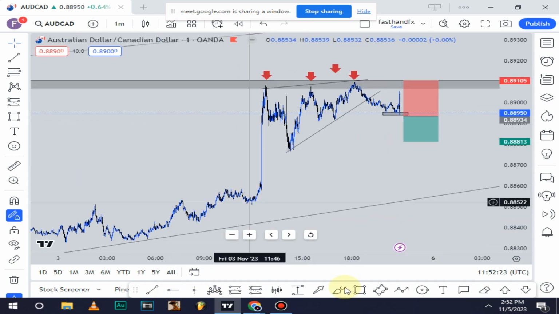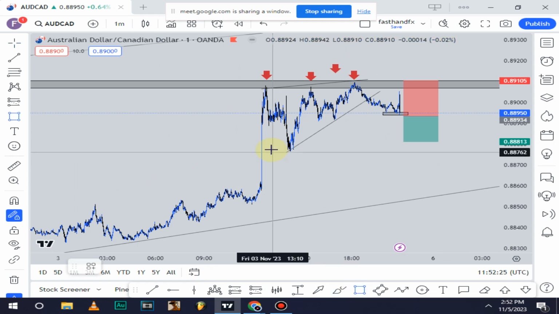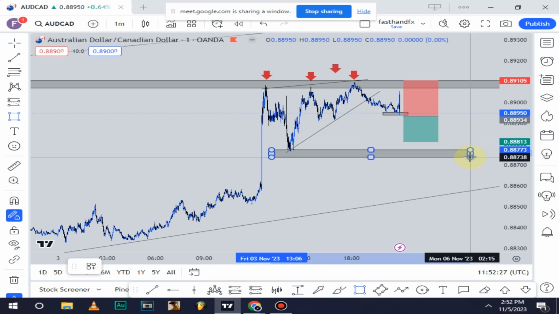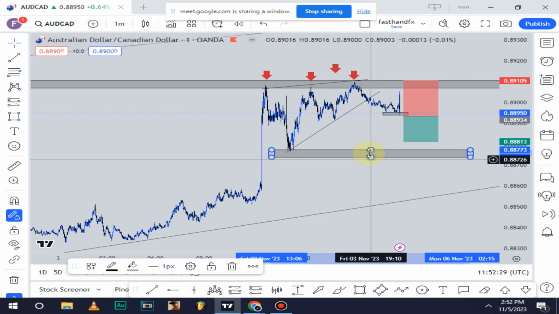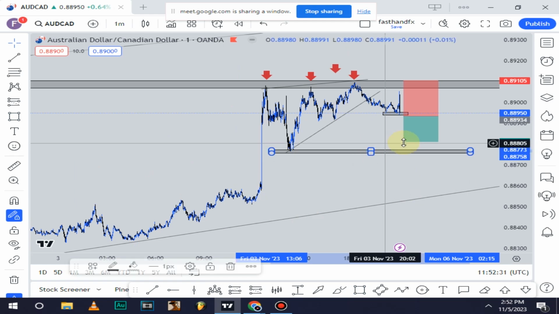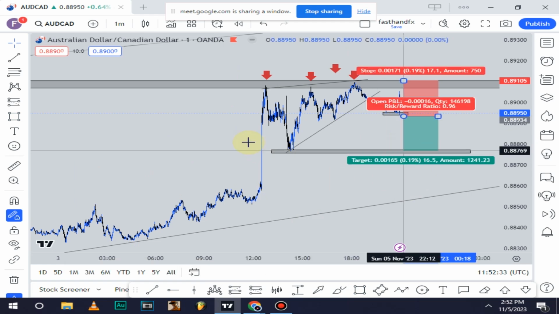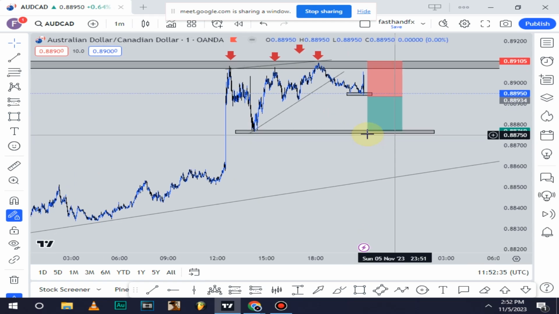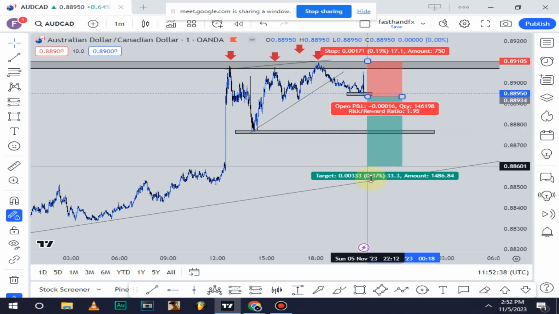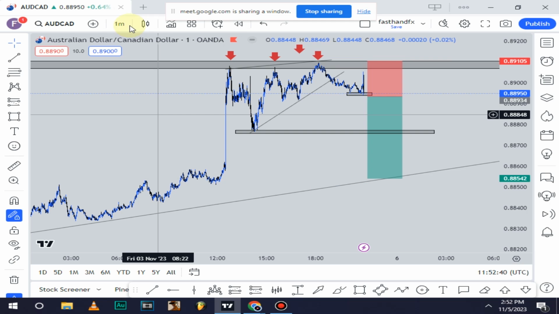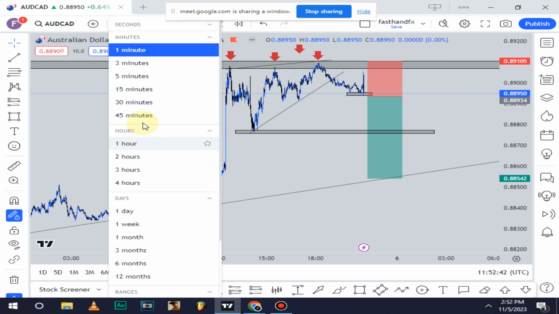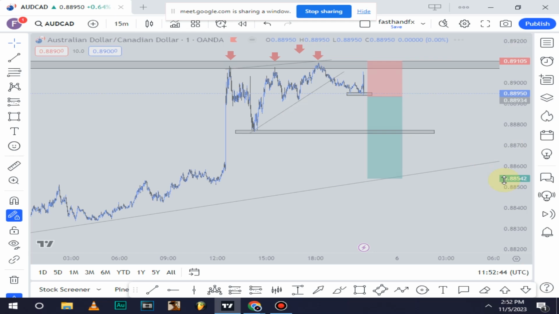So this should be a first target right here. Target those 15 pips. But at the same time, the second take profit might be that zone. 40 pips. Good for you. Call it a day. That's it. Call it a day. Alright?